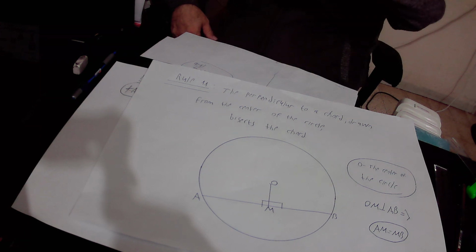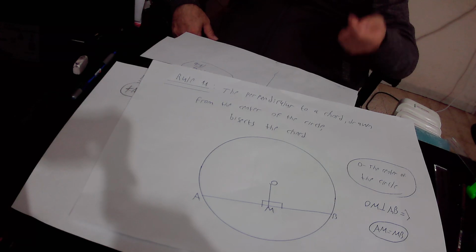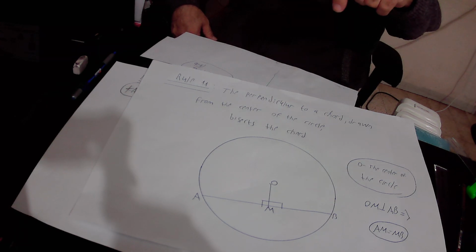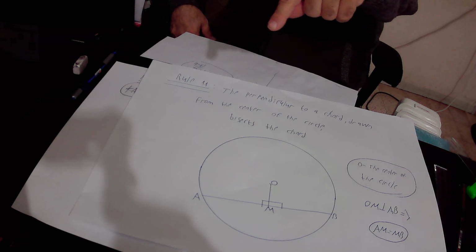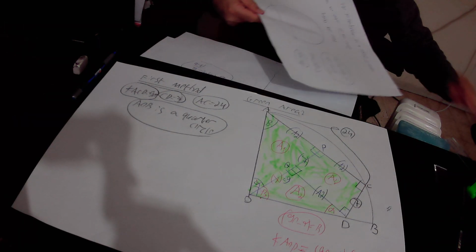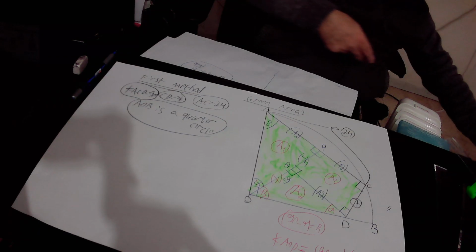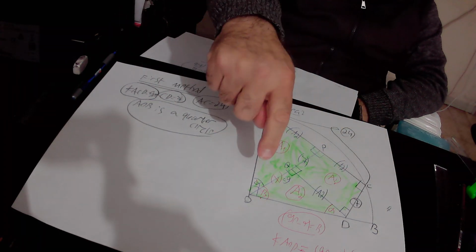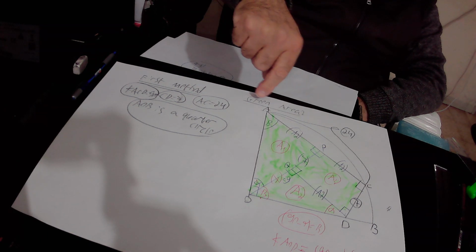Again, any perpendicular from the center of the circle to a chord will also bisect the chord. In this case, AM equals MB. The perpendicular OM bisects chord AB. That is to say, AM equals MB. We can implement rule number 11 in our drawing. Why? Because in our drawing, point O is the center of the circle. From point O, we draw perpendicular OP on chord AC.